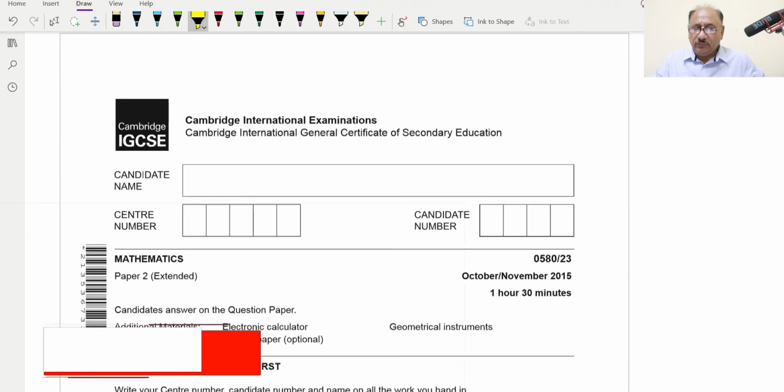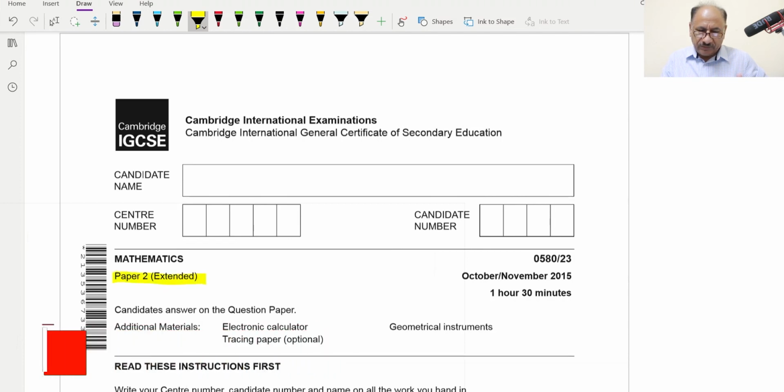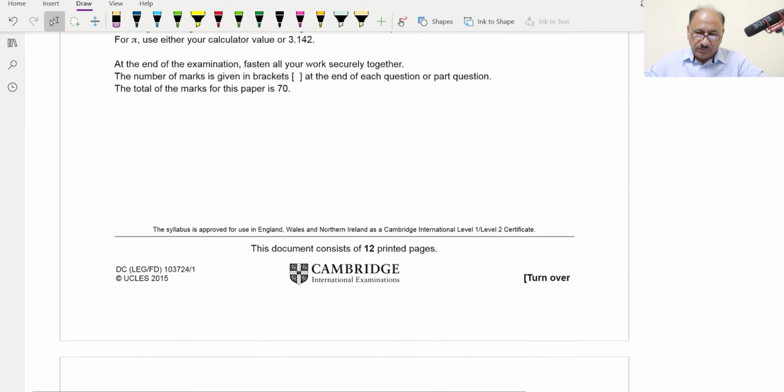Hello everyone, today we'll be going through Cambridge Mathematics IGCSE Paper 2 Extended 0580/23 October-November 2015. Let us move to question number 1.